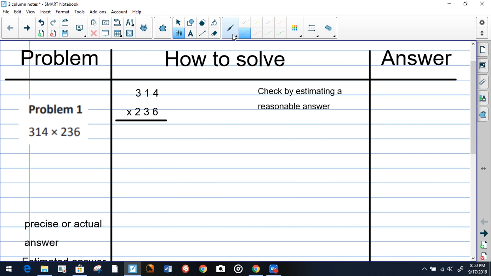So check this out. When we're going to find a reasonable answer, we're going to round numbers. So this is 314. And yes, you're probably going to say, oh my goodness, we're going back to rounding. My friends, rounding is never going away. Yes, I know, I wish it went away too. But it's very helpful when you go to the store, when you want to do mental math quickly in your mind. Okay, so this is what this is all about.